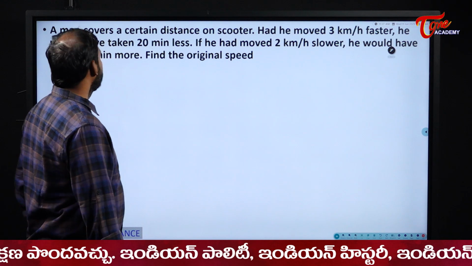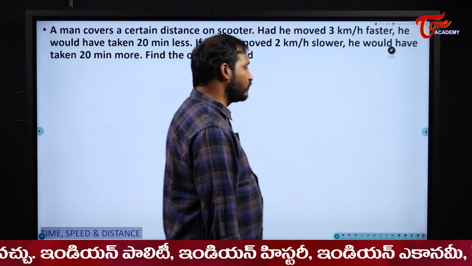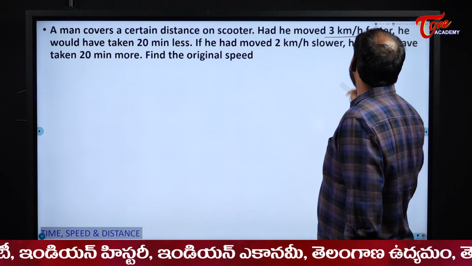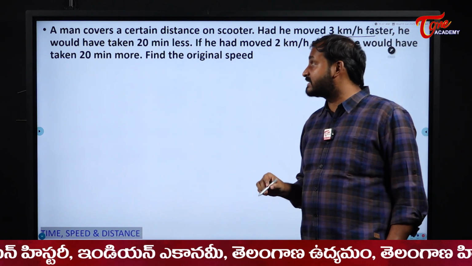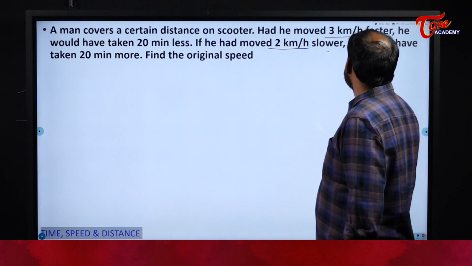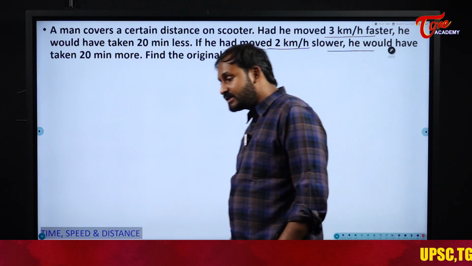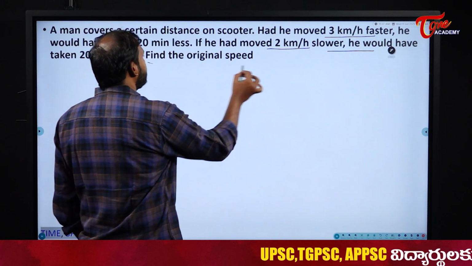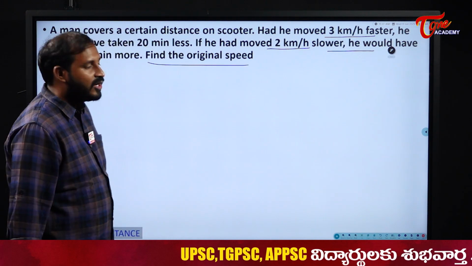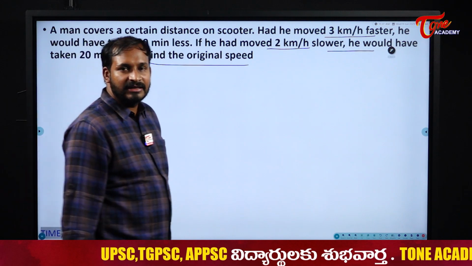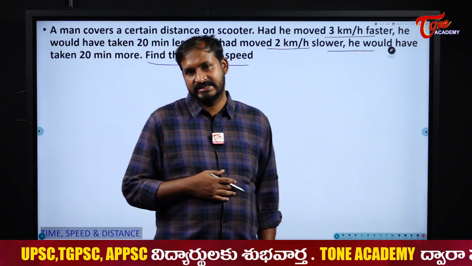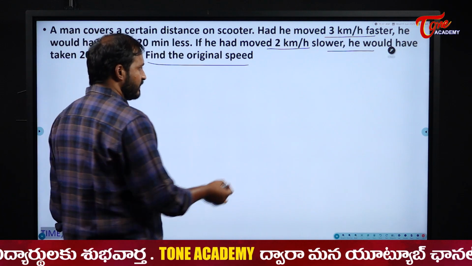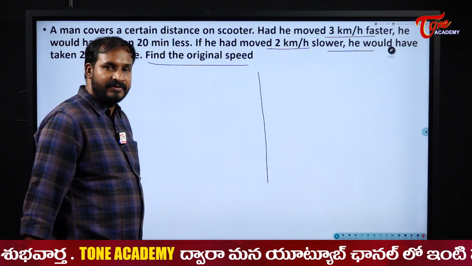Next one. A man covers a certain distance on a scooter. Had he moved 3 kmph faster, he would have taken 20 minutes less. If he had moved 2 kmph slower, he would have taken 20 minutes more. Find the original speed. Sir, here they didn't mention the speeds. Then how are we going to find it? Here we will take two cases.